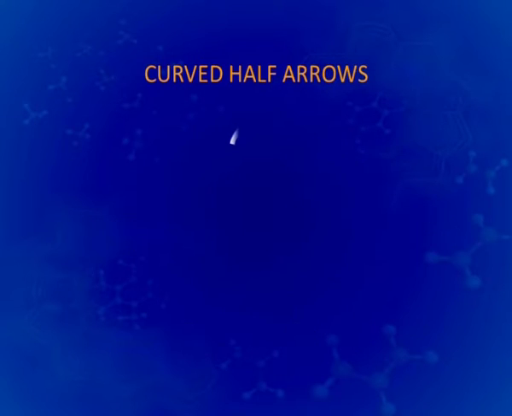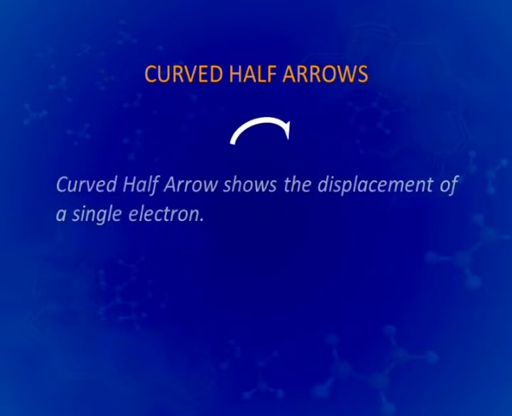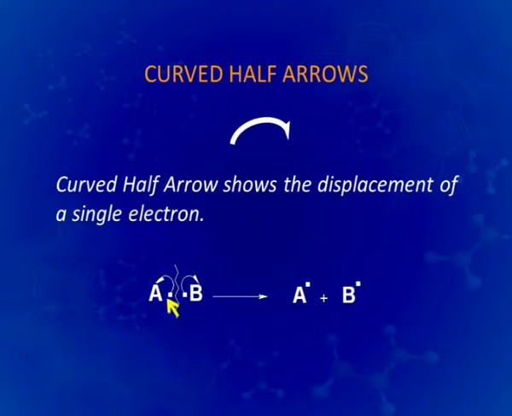Then we have a depiction with a curved half arrow, which shows displacement of a single electron. What we saw in the case of homolytic fission is actually the depiction by the curved half arrow, which shows each electron moving to the respective atoms, leading to the formation of radicals. This is how the curved half arrow is used.